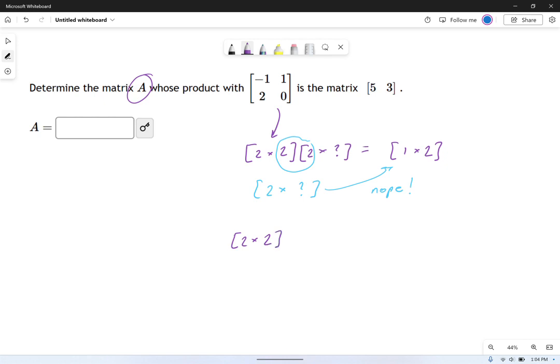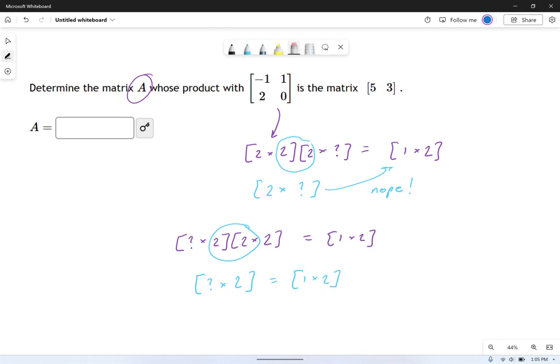2 by 2 times something on its left. Now I know the matching dimension has to be 2. So it becomes something by 2 times a 2 by 2 equals a 1 by 2. Well, these dimensions right here, just like before, are going to cross out. And what I'm left with is something by 2 equals 1 by 2. So the something must be 1.